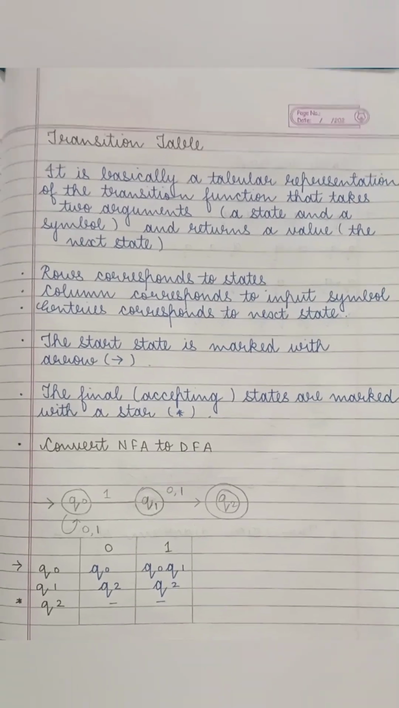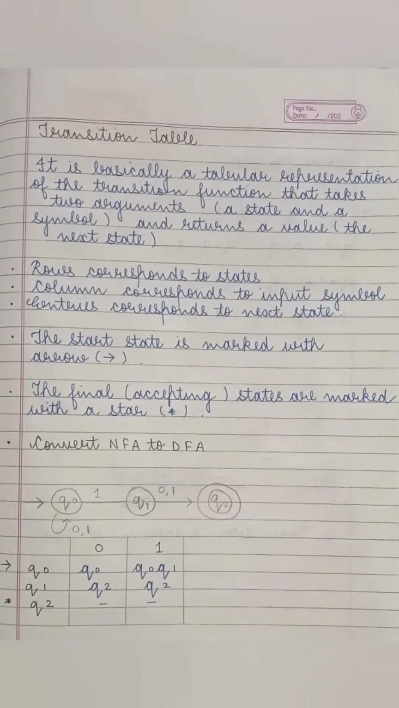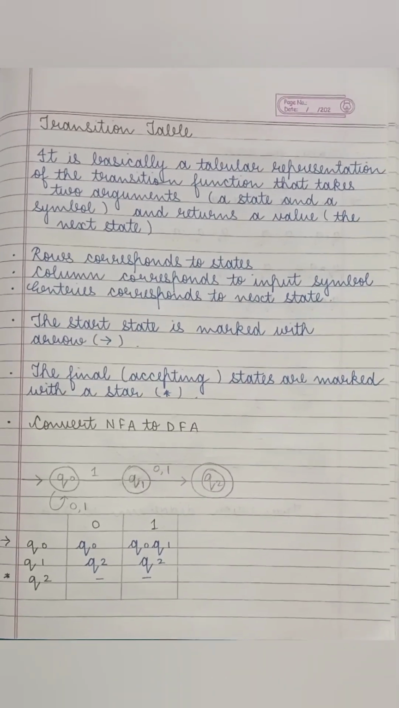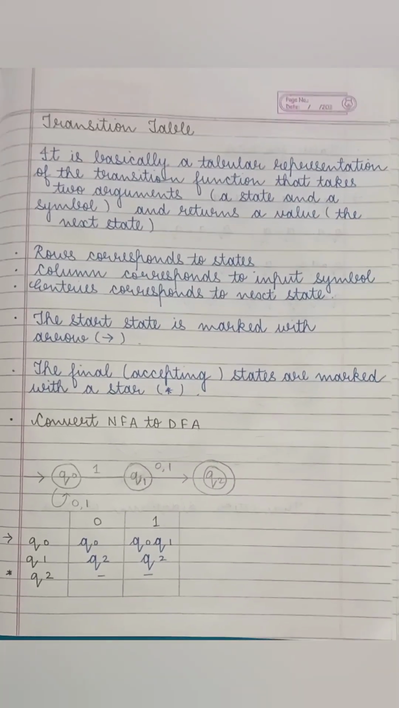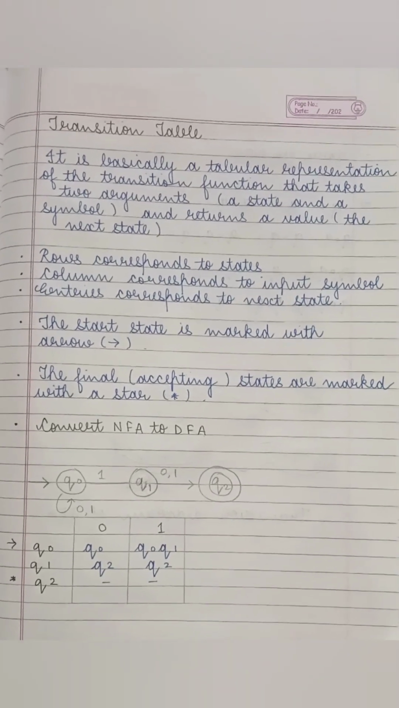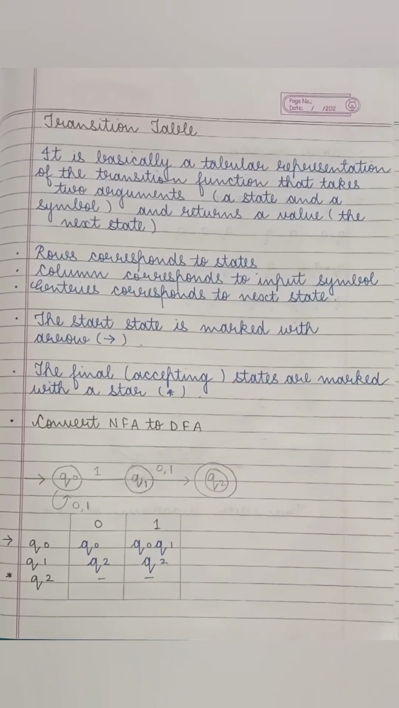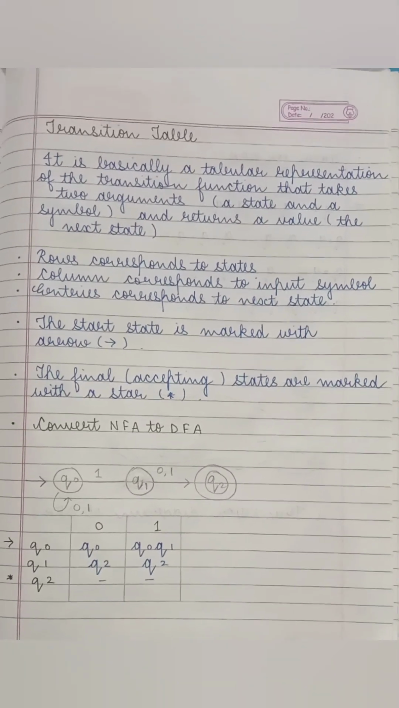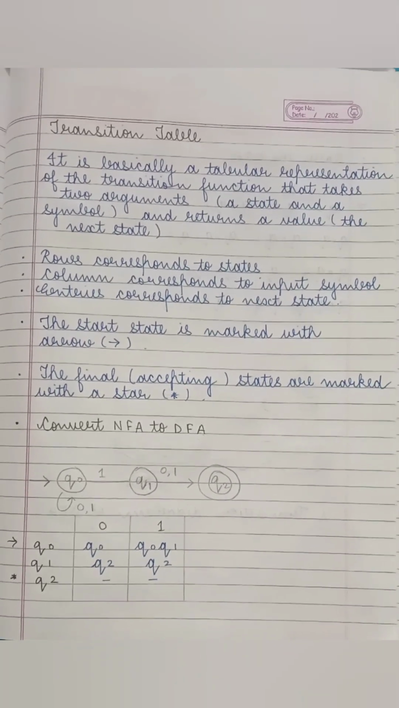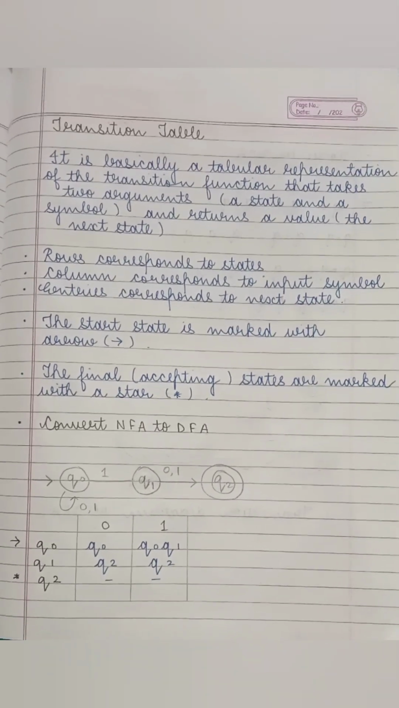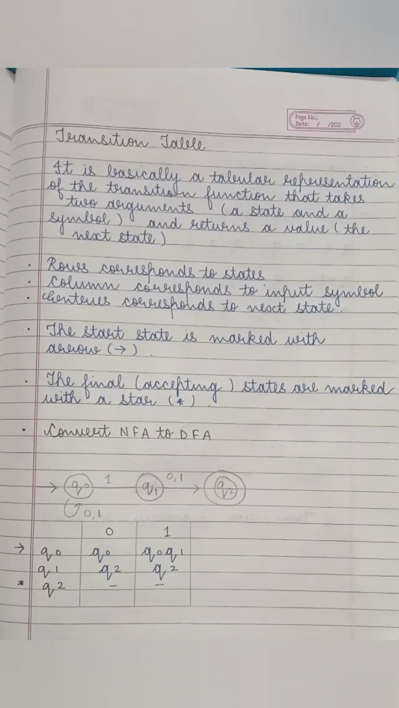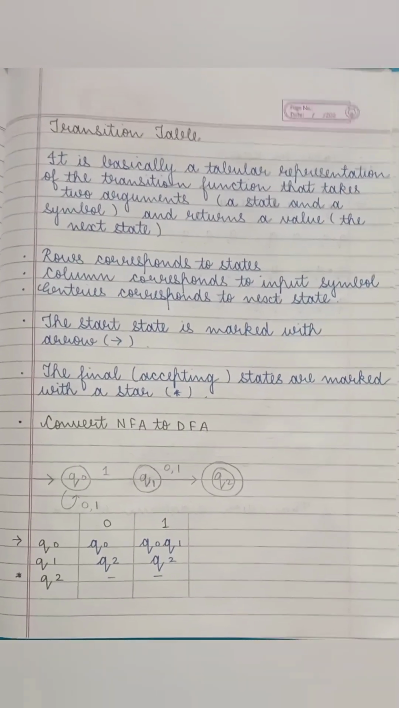Transition table. It is basically a tabular representation of the transition function that takes two arguments, a state and a symbol, and returns a value, the next state. In the transition table, we have rows which correspond to states, columns which correspond to input symbols, and entries which correspond to next states. The start state is marked with an arrow representing the initial state. The final or accepting states are marked with a star.